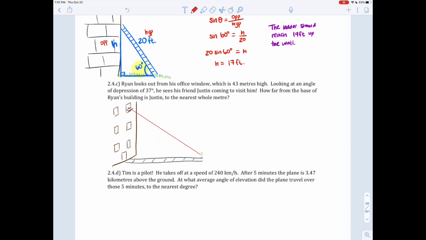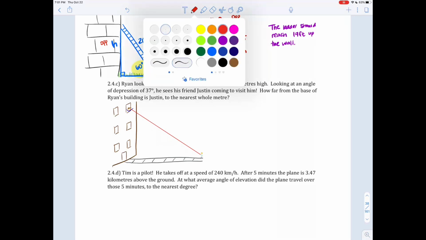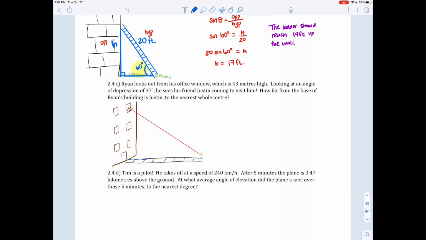Where is this 37 degrees going to go? Because we know that we want to know how far Justin is from the base of Ryan's building, which is like that, this distance right here. I'm going to label it D for distance. And we know that Ryan's office window is 43 meters high.